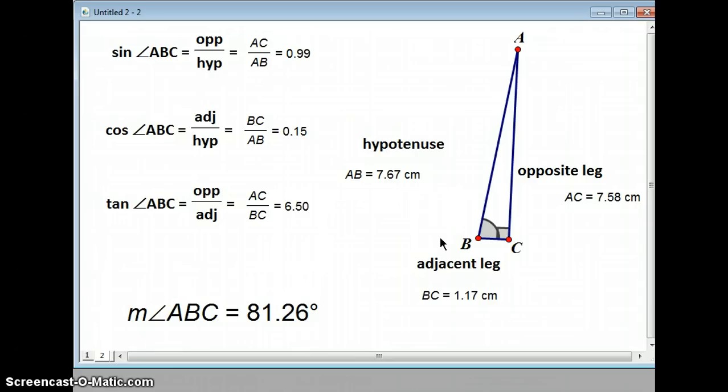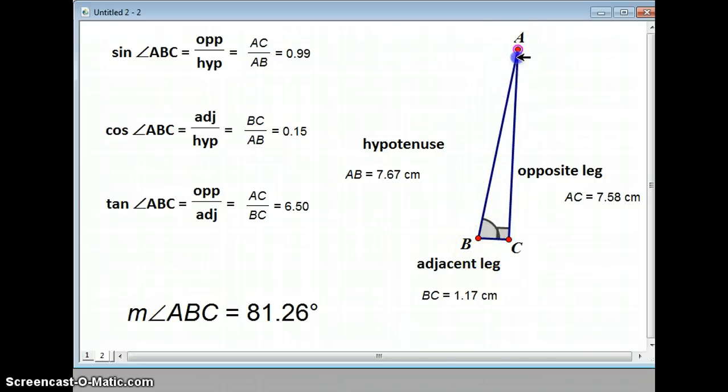Whoops, accidentally right-clicked. Right now, B is 81 degrees, and even by 81 degrees, the sine is starting to get very large. The sine here is now 99% of the hypotenuse by 81 degrees. The cosine here tells us about the relationship between this one and the hypotenuse, and that's pretty small. It's only 15% of the hypotenuse. And by now, the tangent's getting very large, too. This is 6.5 times longer than that.